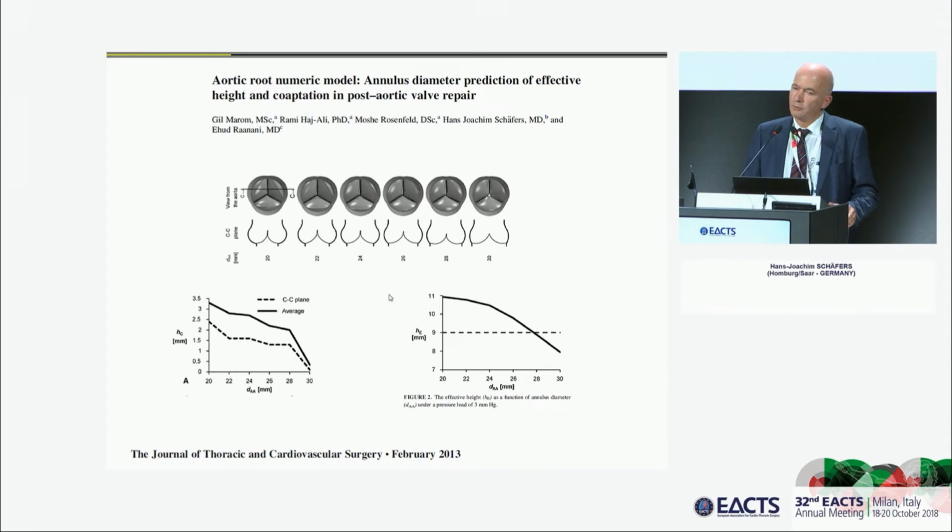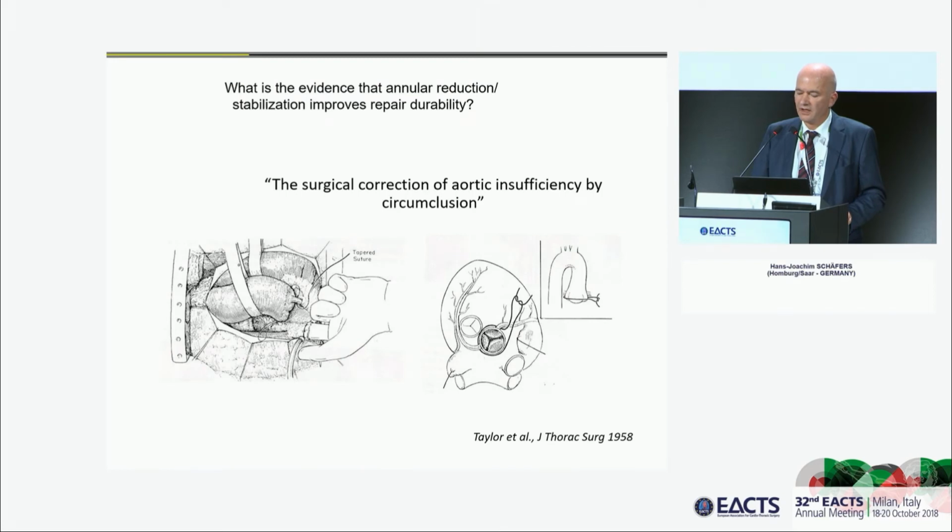To put it into the terms of coaptation height and effective height, the terms that you've heard repeatedly in the last 2 hours, the larger the annulus, the lower effective and coaptation height. So annulus size does have an effect on valve configuration. On the other hand, the papers showing the clinical evidence that this is so clear are not really that clear.